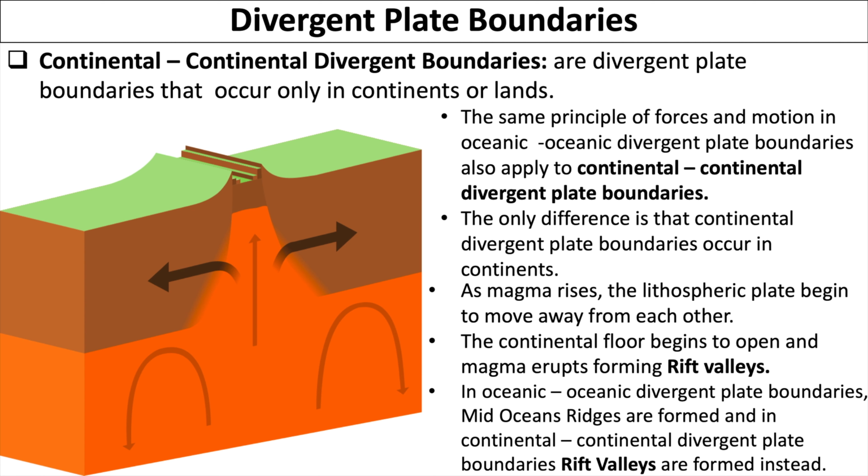As magma rises, the lithospheric plates begin to move away from each other, as you can observe in the image to the left. The continental floor then begins to open and magma erupts, forming rift valleys. In oceanic divergent plate boundaries, mid-ocean ridges are formed, and in continental divergent plate boundaries, rift valleys are formed instead of mid-ocean ridges.